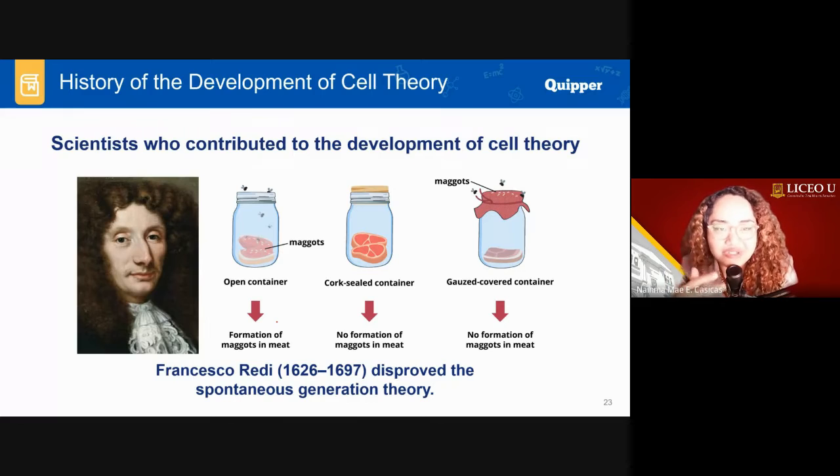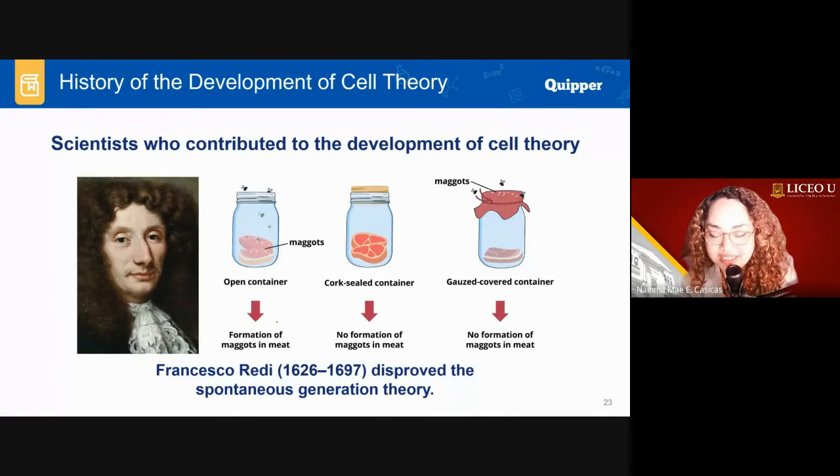So he was actually one of the contributing scientists to cell theory, because he actually proved that spontaneous generation does not happen. No, maggots do not just come out of nowhere. So he was able to do this experiment wherein he took a slab of meat and put it in a jar, and then one was covered, one was not, and one was lightly covered.